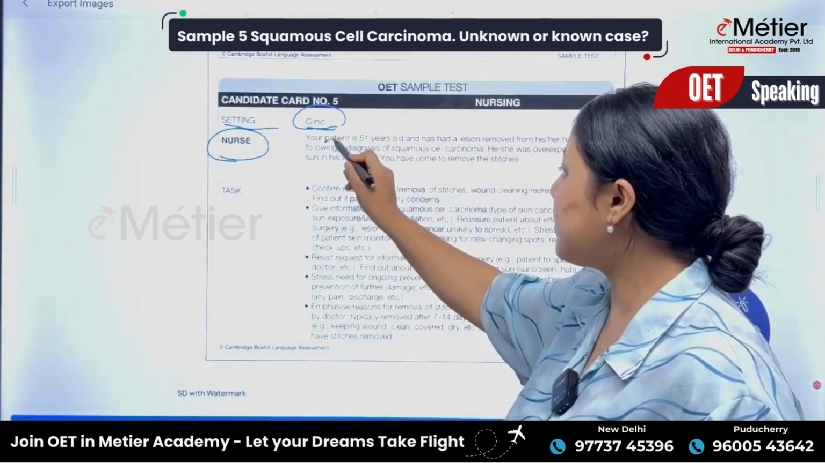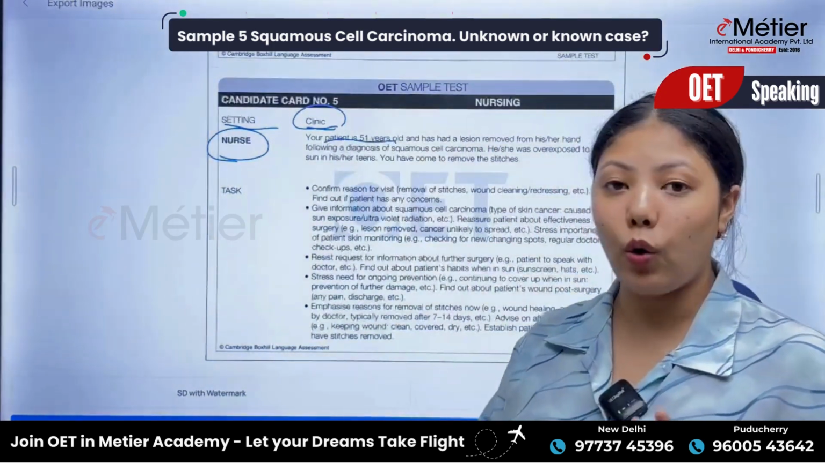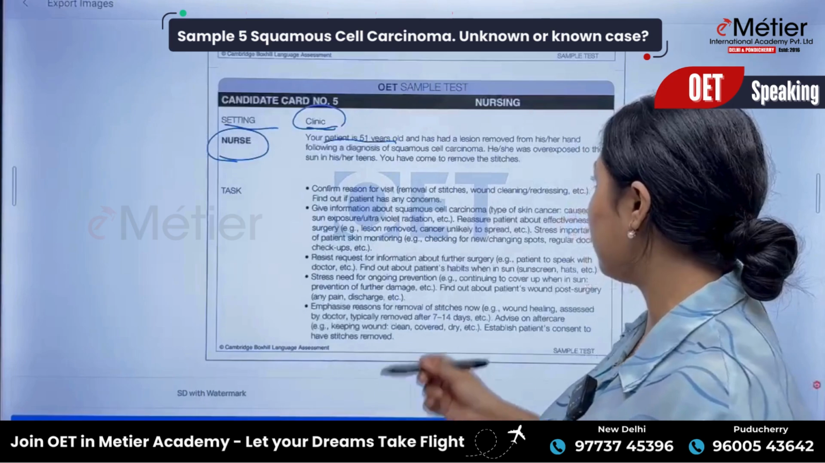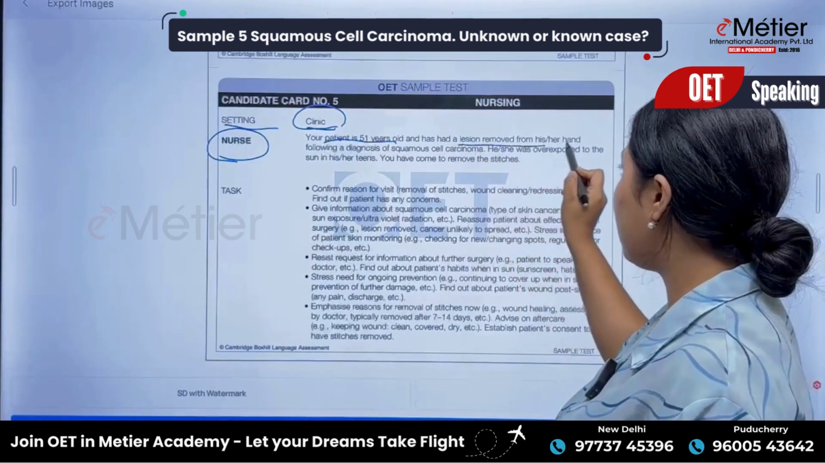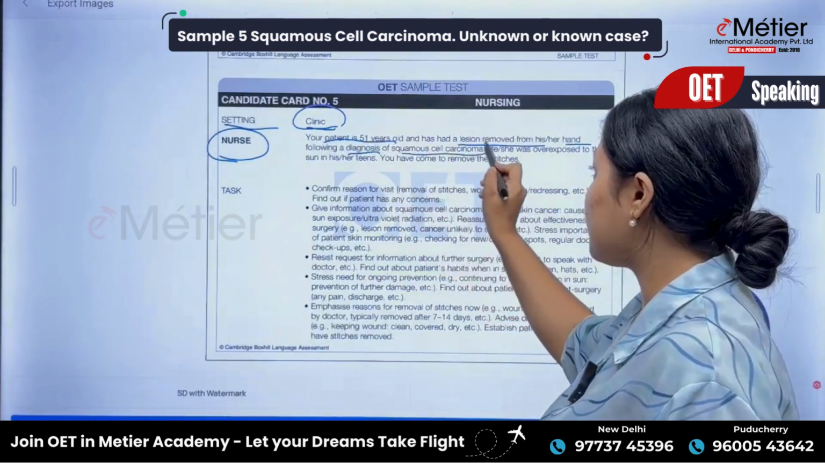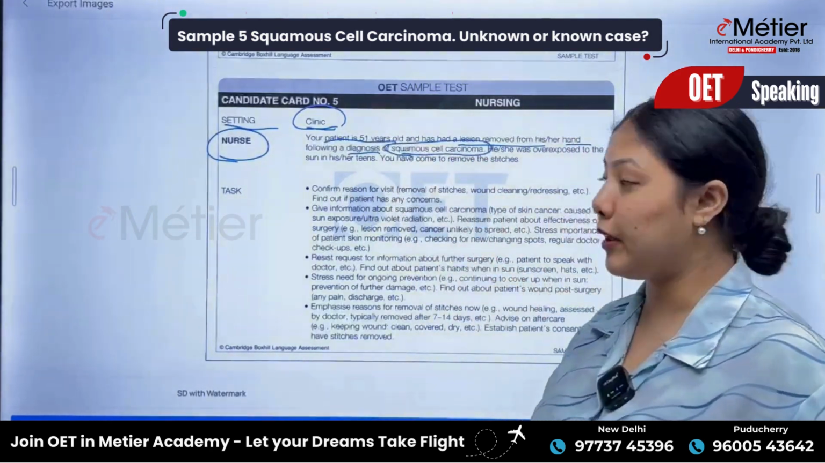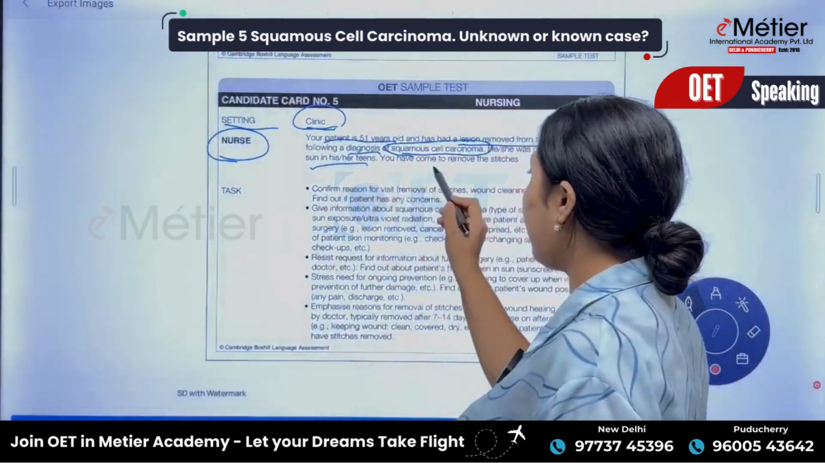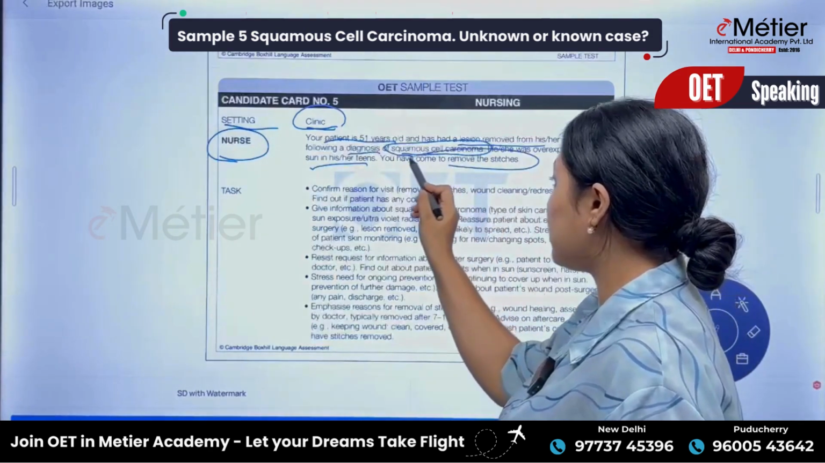Now they've given a little bit of detail about the patient, which will be there in all the role play cards. They will be telling you about the age and the diagnosis of the patient, who has a lesion removed from his or her hand following a diagnosis of squamous cell carcinoma. So now we know the diagnosis of the patient. He or she was exposed to the sun and you have come to remove the stitches.